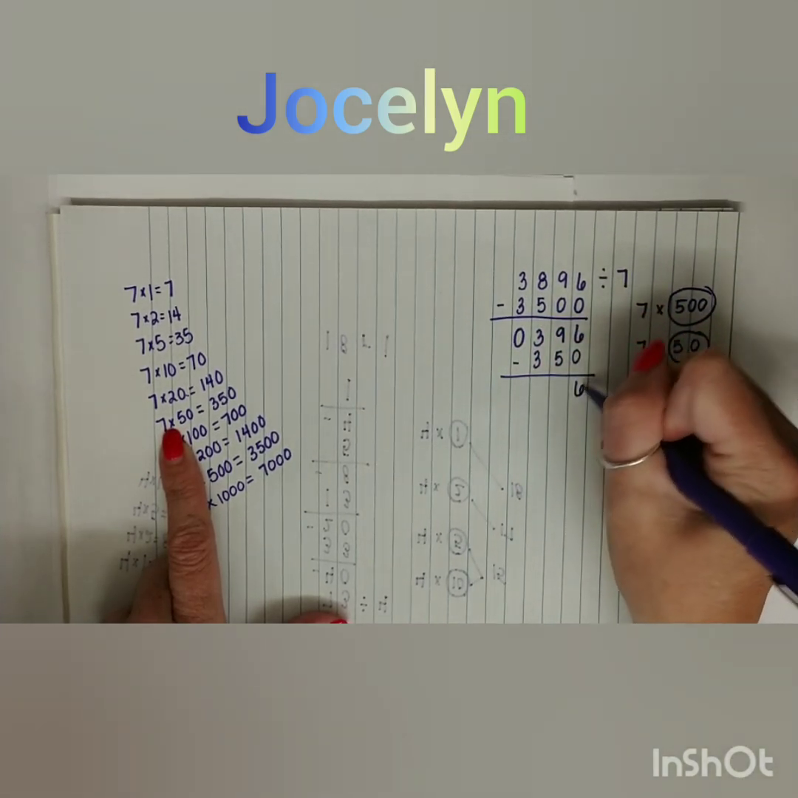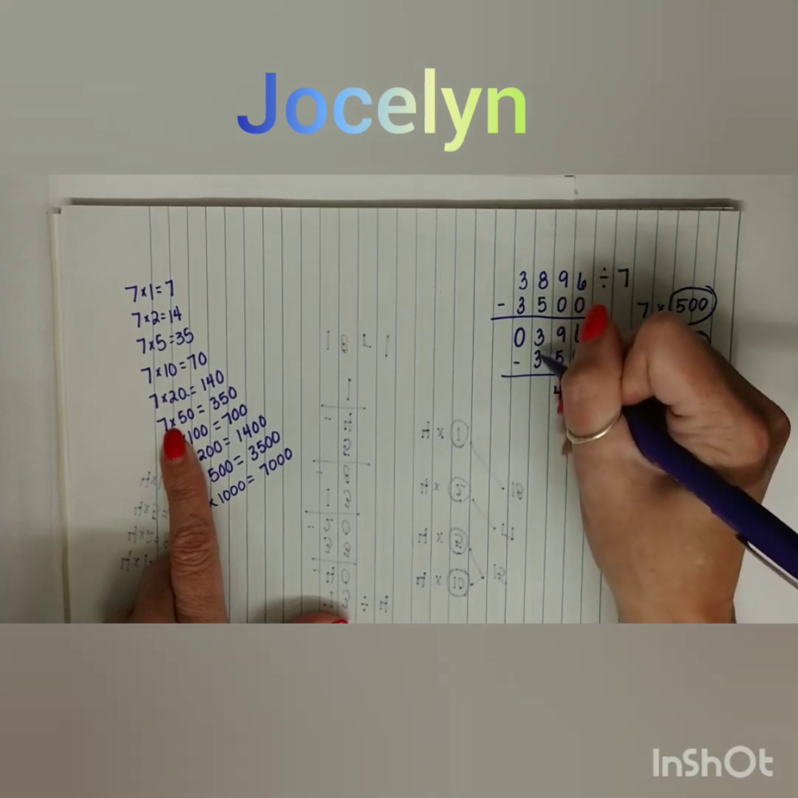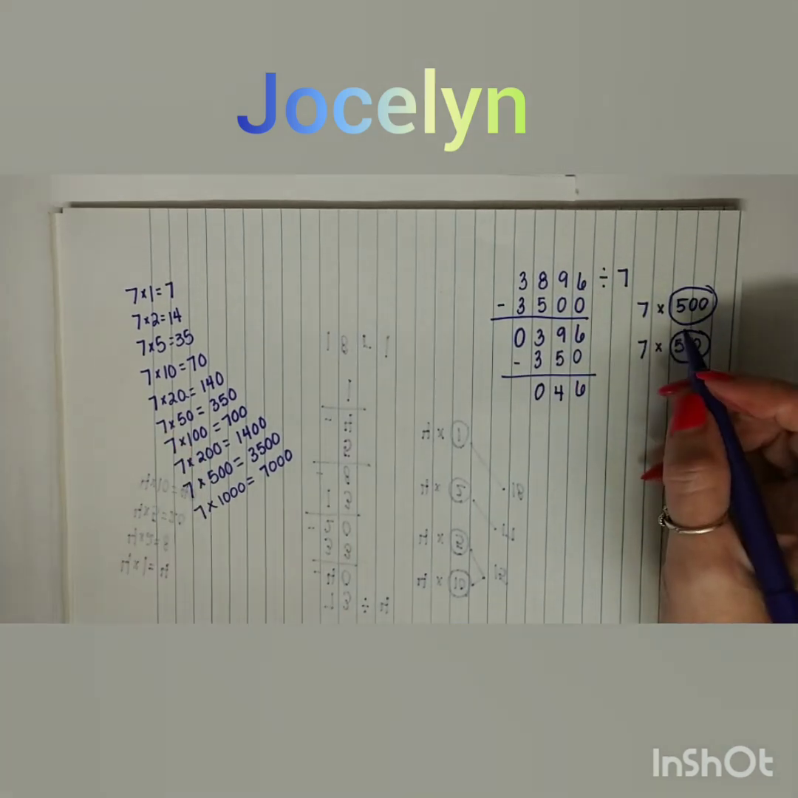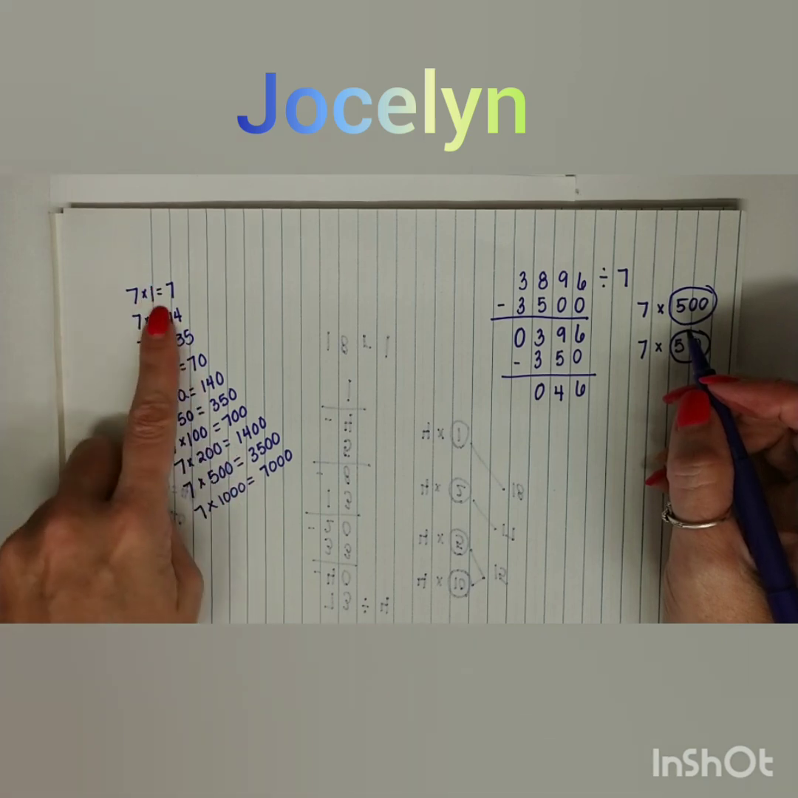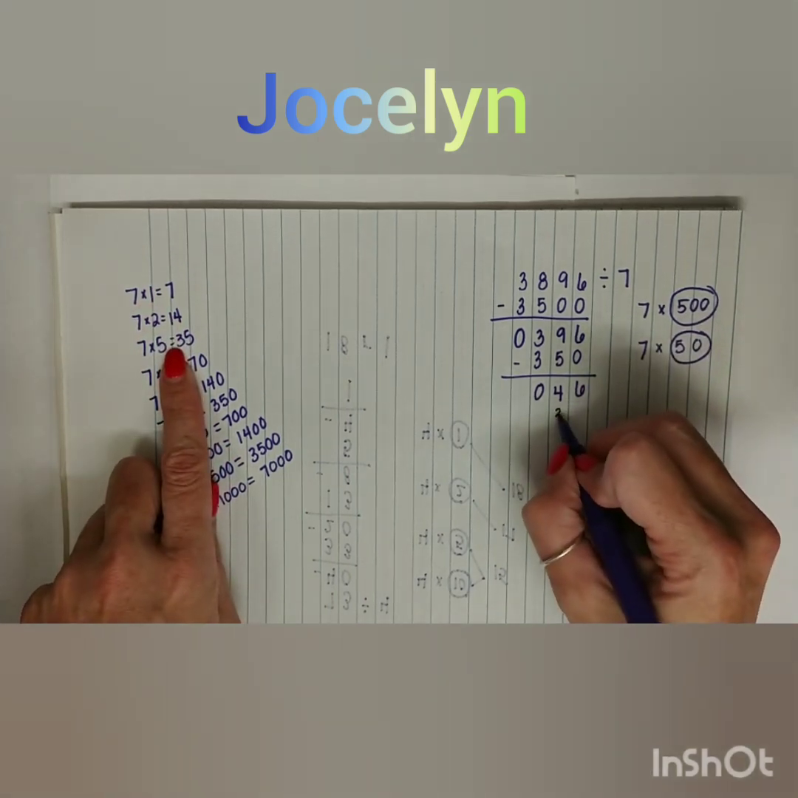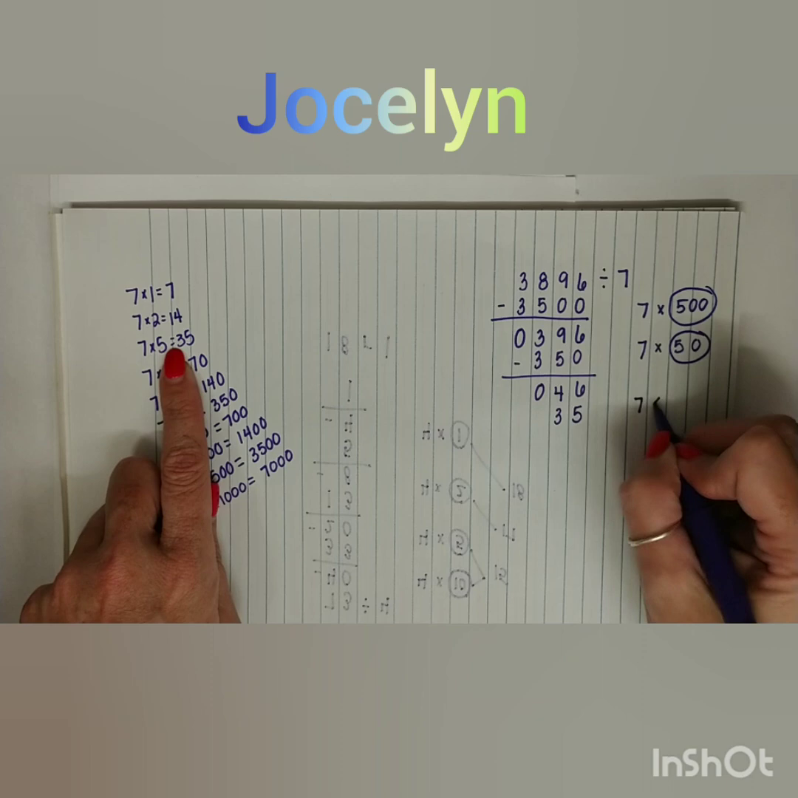6 minus 0 is 6. 9 minus 5 is 4. 3 minus 3, 0. Now I have 46. Closest thing to 46, I can pull out 35, which is 7 times 5.